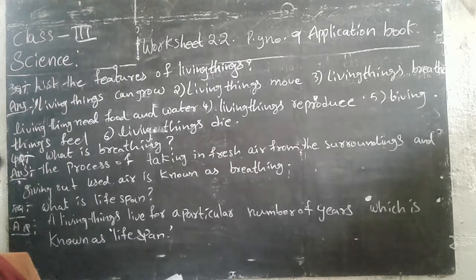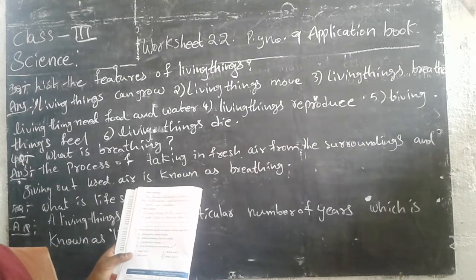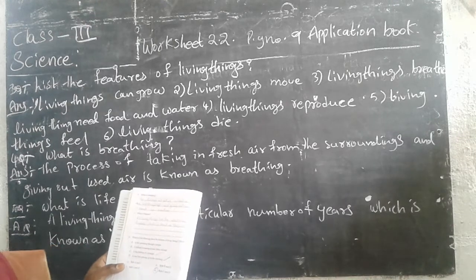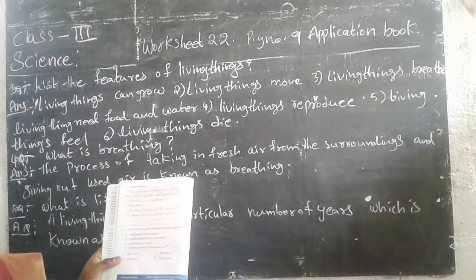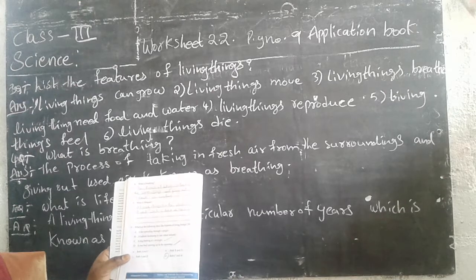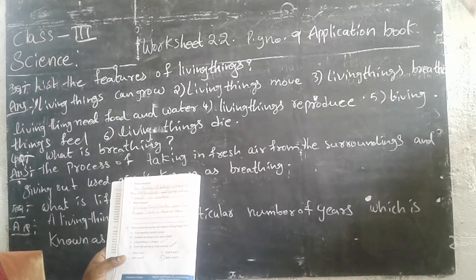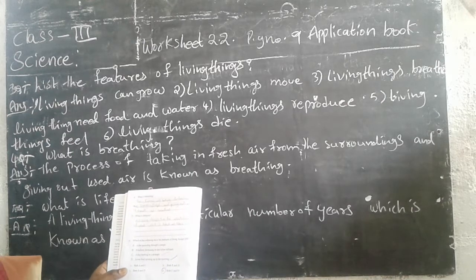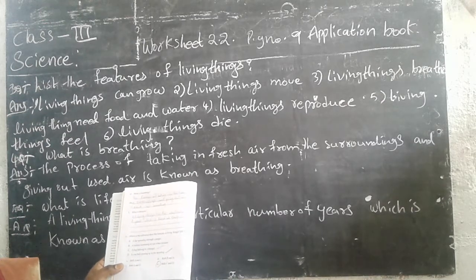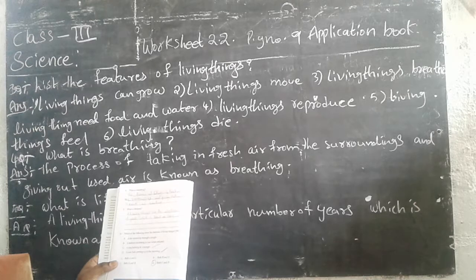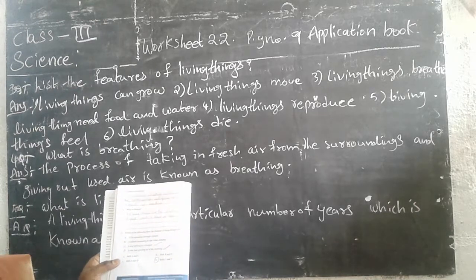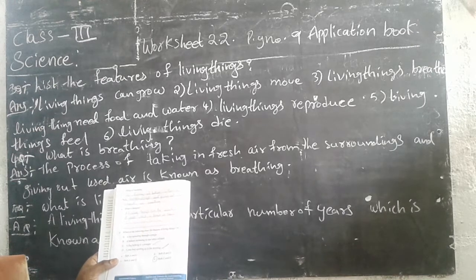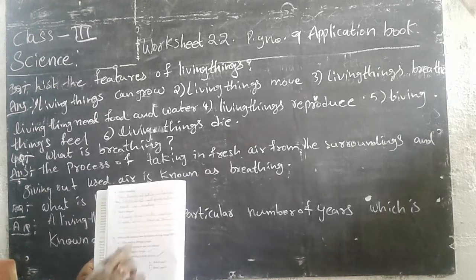Next you see page number 10. The sixth question is: which of the following show the features of living things? There are four options. A, a fire spreading through the jungle. B, a balloon increasing in size when it is inflated. C, a dog barking at a stranger. D, a rose bud opening up in the morning.